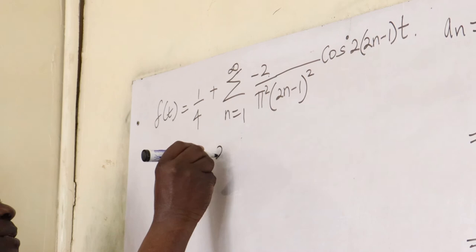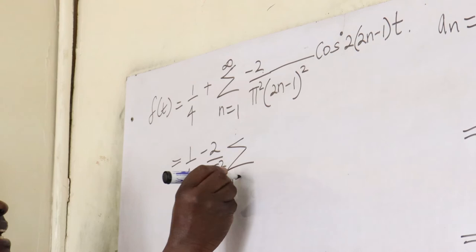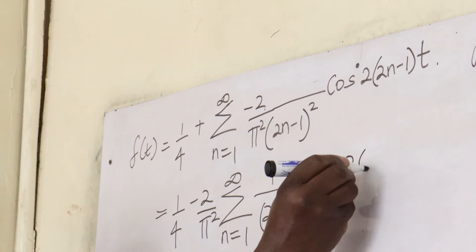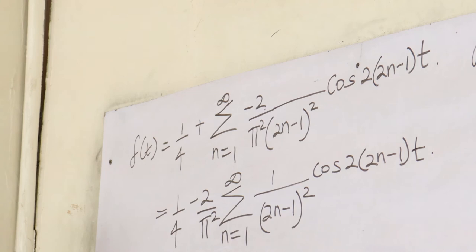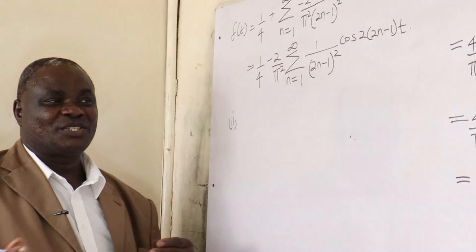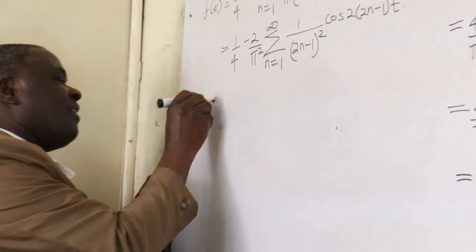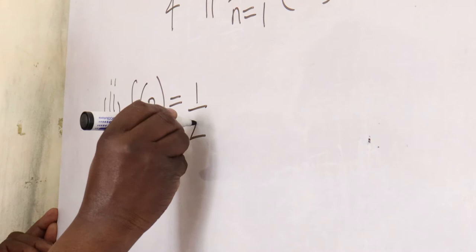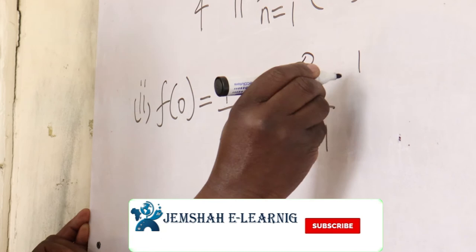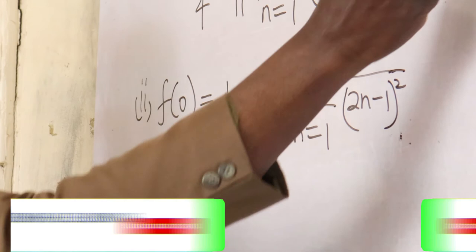This minus 2 can come forward, all over pi squared. Then we have summation, n starting from 1 to infinity, 1 all over 2n minus 1 squared, cos 2 into 2n minus 1, multiplying t. Now, in part 2 of that question, you are told, by letting t be equal to 0, show some relationship. So we say, now f of 0 will be equal to a quarter minus 2 all over pi squared, summation n from 1 to infinity, 1 all over 2n minus 1 squared, because cos 0 will be 1.